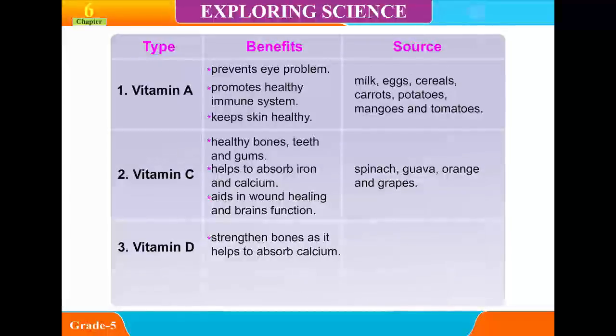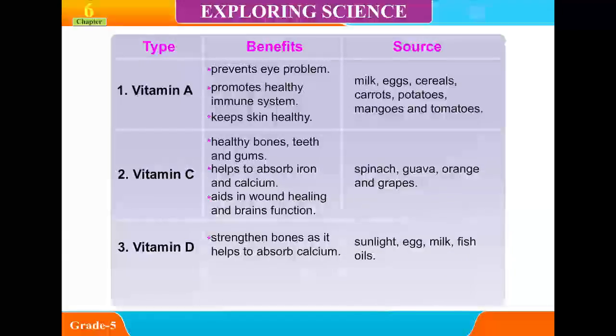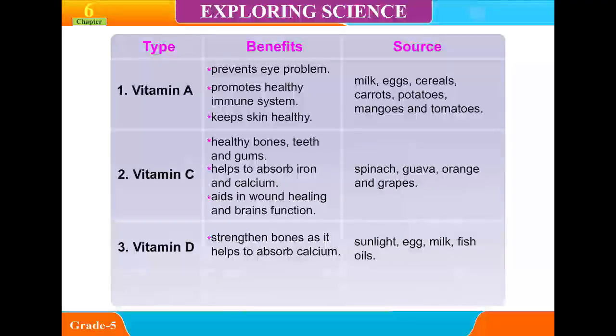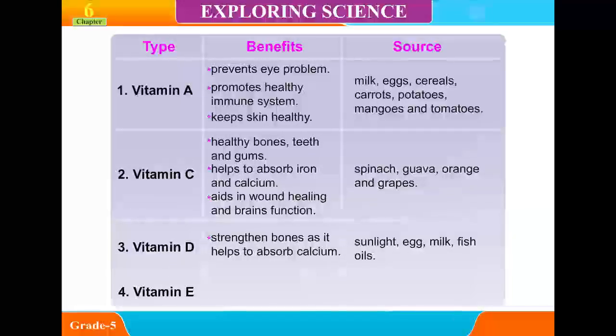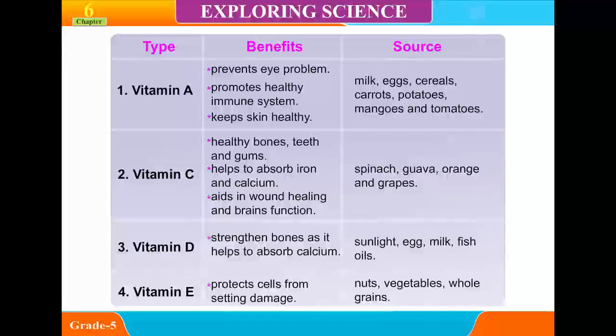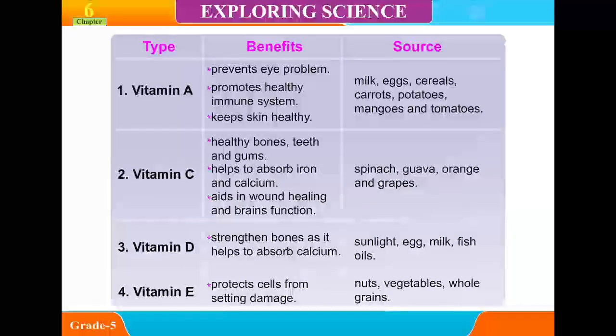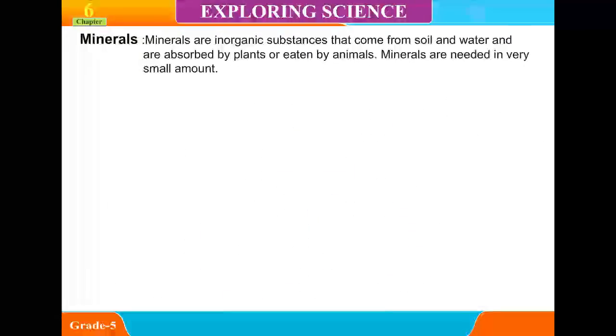Benefits: strengthen bones as it helps to absorb calcium. Source: sunlight, egg, milk, fish oils. Type: 4. Vitamin E. Benefits: protects cells from damage. Source: nuts, vegetables, whole grains.